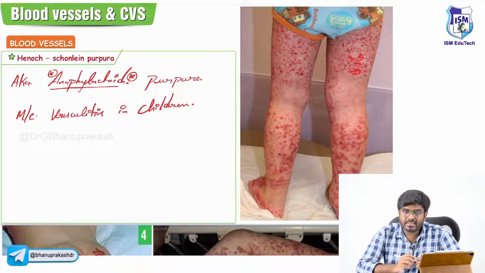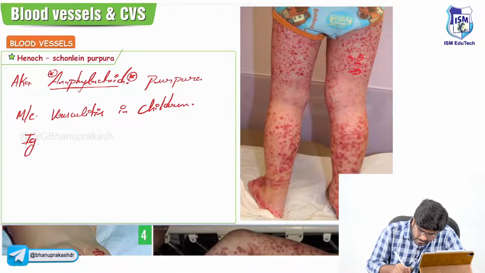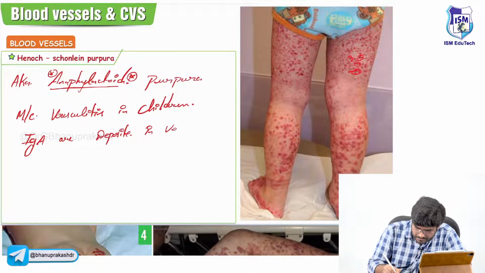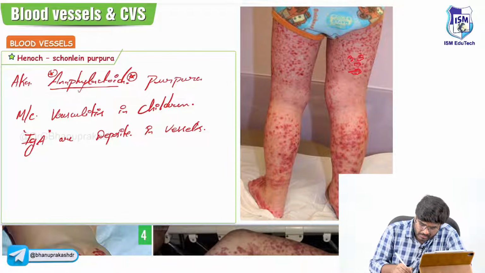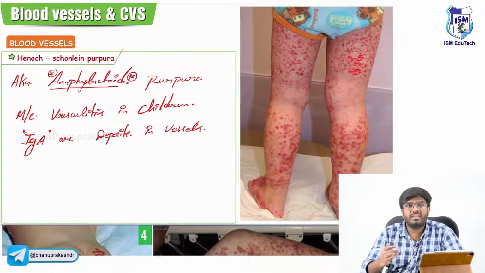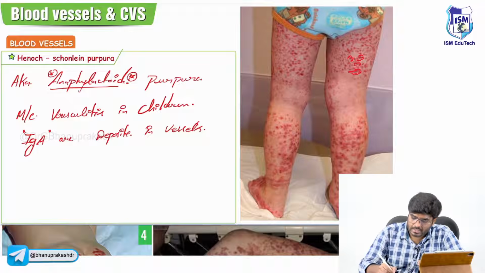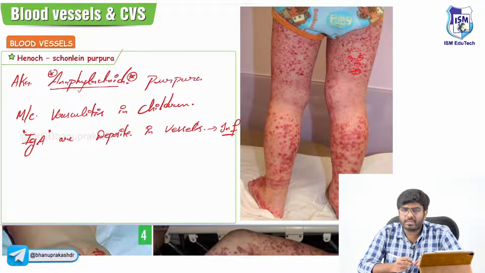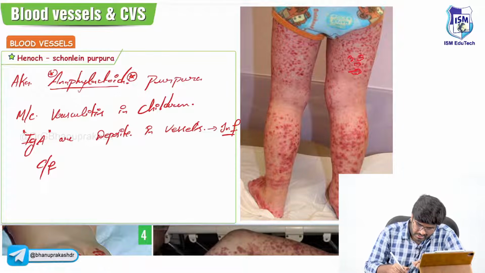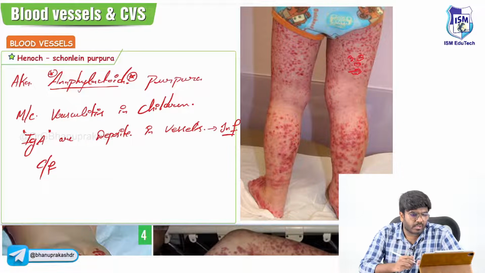What happens here is that IgA antibodies are going to deposit in vessels. There are high levels of IgA antibodies getting produced in the body. These IgA antibodies start to deposit in the blood vessels, leading to inflammation. Now, what are the clinical features that these patients are going to have?